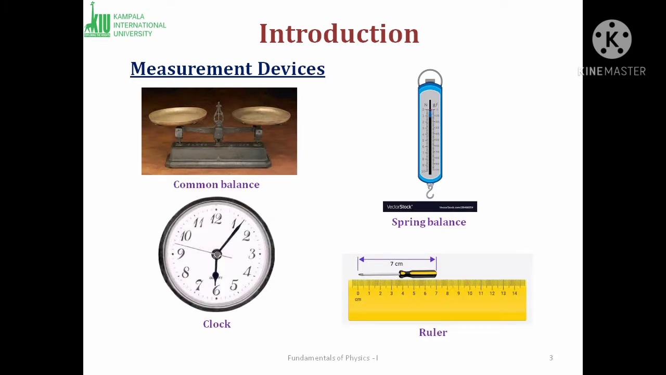These are some devices used for measurement. This is common balance, spring balance. Both are used for measuring the mass. This is the clock, which is used for measuring the time. This is the ruler, which is used for measuring the length.